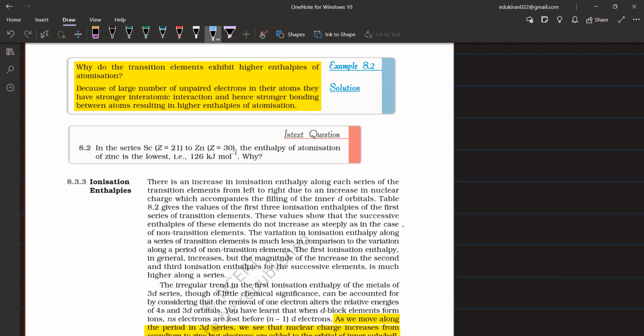Then here they have asked, in the series scandium to zinc, the enthalpy of atomization of zinc is lowest. Zinc का lowest क्यों होता है? Because it has D10 और D10 रहेगा तो यहाँ पे ये it cannot move freely. Why? Because D10 should not be disturbed. D10 has also one more thing we can write: D10 has 0 unpaired electrons. Therefore delta H atomization is low. आसानी से इसको atomize किया जा सकता है.